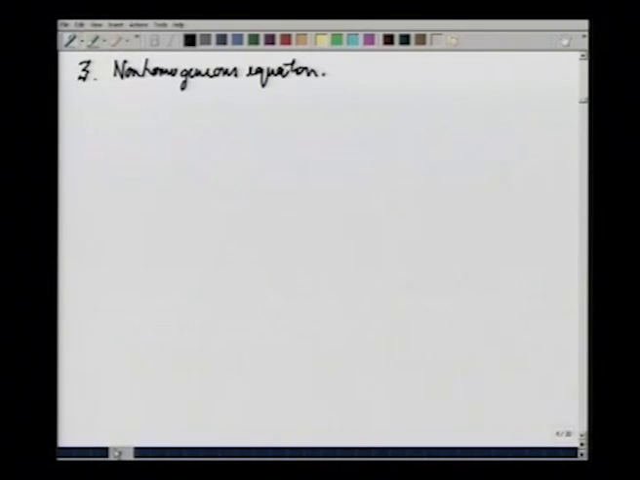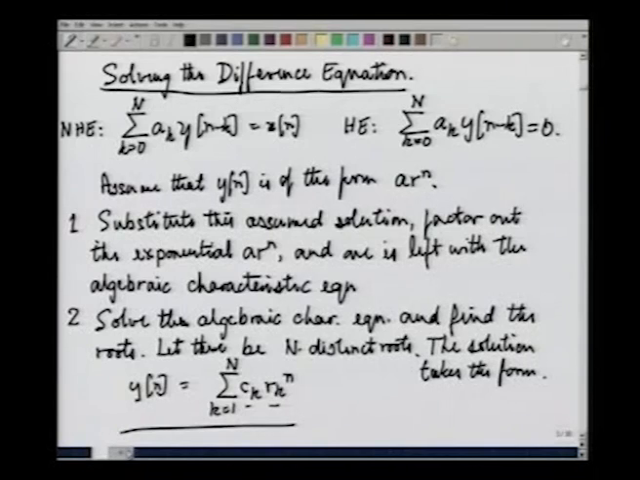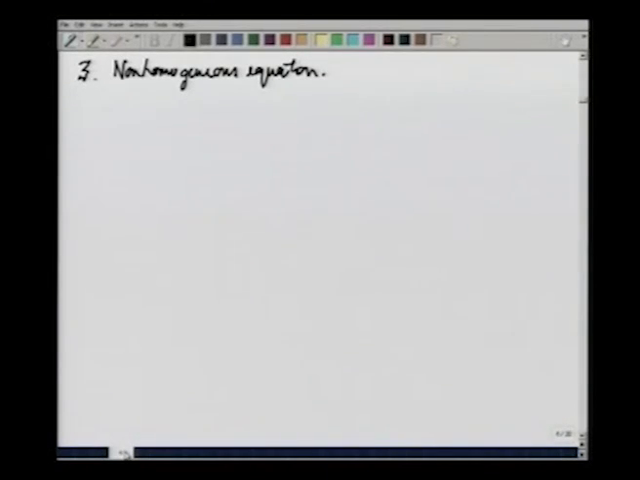Well, just go back for a minute. Okay, we have solved this and we have found the roots. So, let there be n distinct roots, then the solution takes the form given over here. Okay. Now that we have that, we now look at the solution of the non-homogeneous equation.